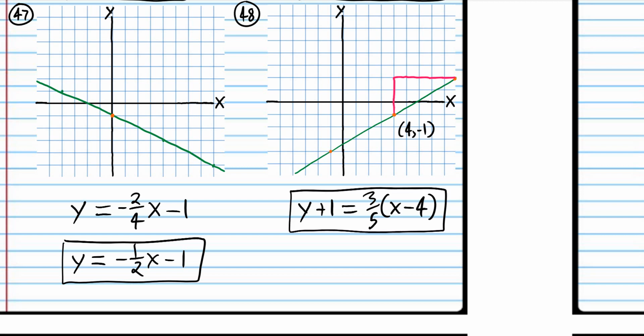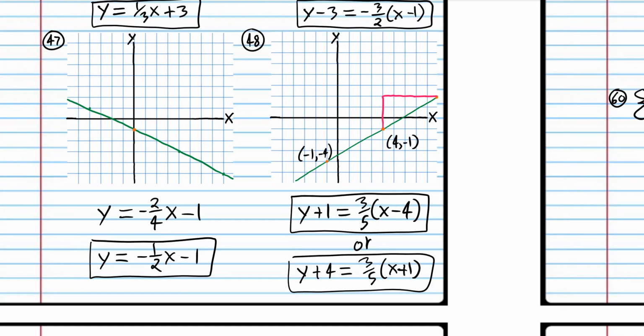Now I want you to be aware that if you used a different point, you may have gotten a different answer. This point over here is -1, 1, 2, 3, 4, -4. So if you use that point, you got a different answer. You should still have the same slope, but you may have gotten a different answer. So you may have gotten y plus 4 is equal to 3/5 x plus 1. If you got that answer, that works too. So if you got either of those answers, good job. All right.